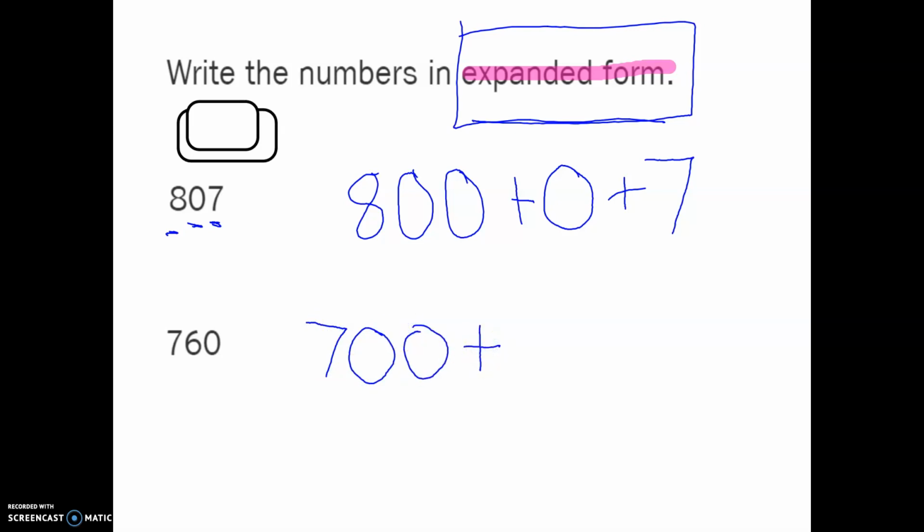Now let's look at our tens place. I have a 6. I can't just write plus 6. That 6 is in the tens place. That means I have 6 tens. 6 tens is 60. Then I go to my ones place. I have a 0. I don't have any ones. I have 0 ones. So then I would write 0. So 760 in expanded form is 700 plus 60 plus 0.